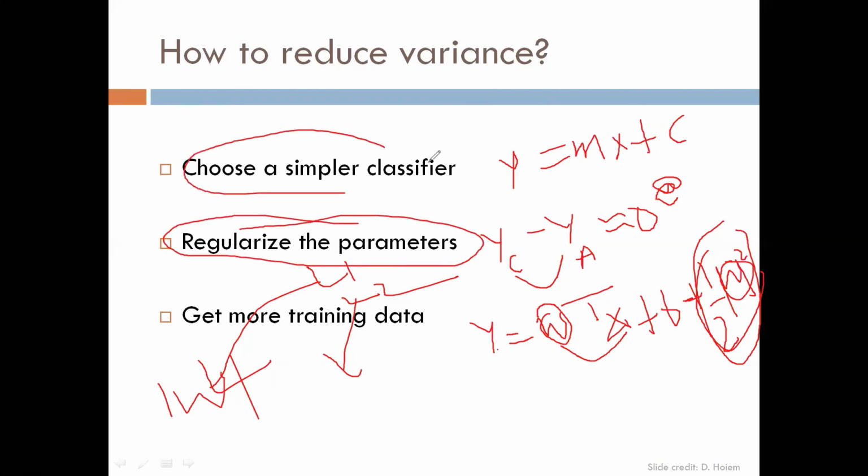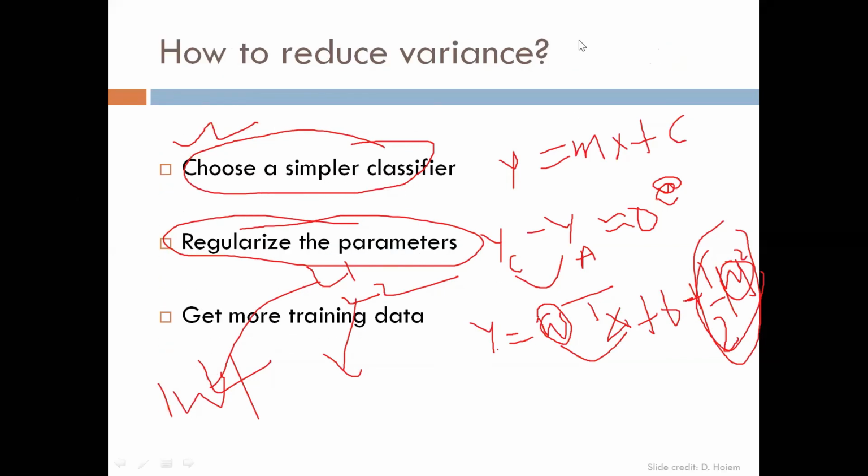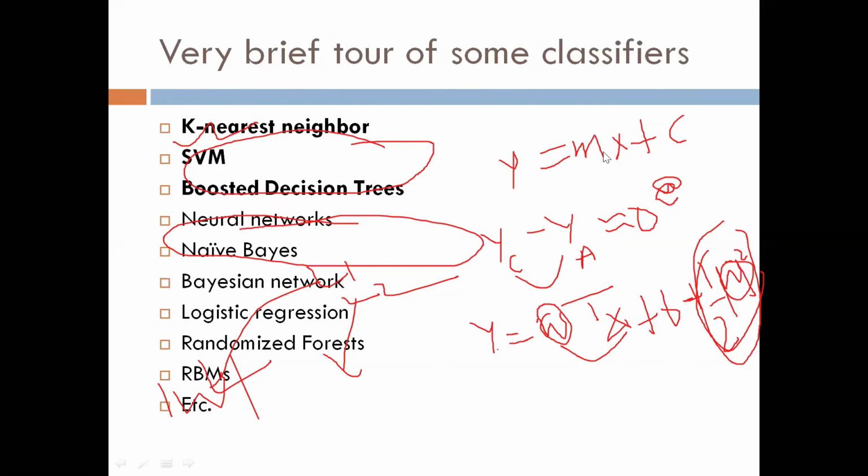Choose a simplified model, not very simple. If it is a 9 order polynomial, you use a 7 order polynomial, and get more training examples, which I already explained. So I will get more training examples. Like suppose you have this digit recognition. Okay. Digit recognition, I will go for digit recognition.